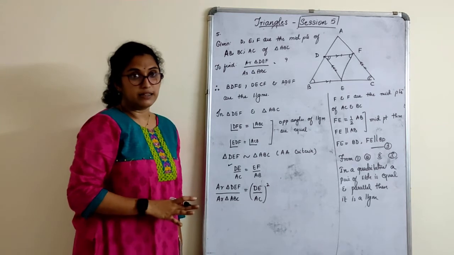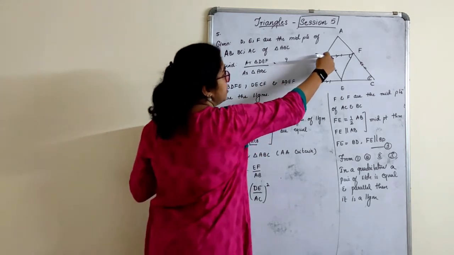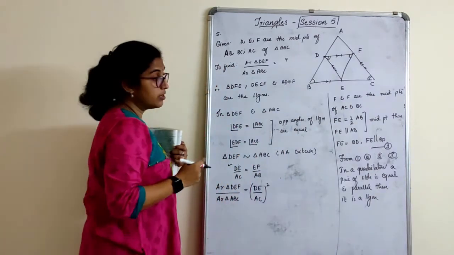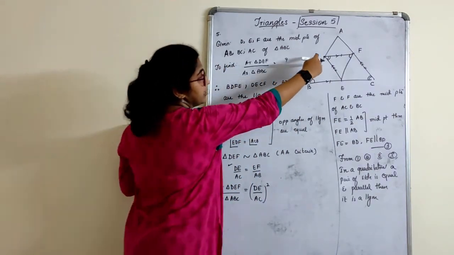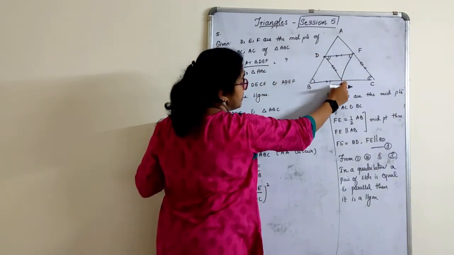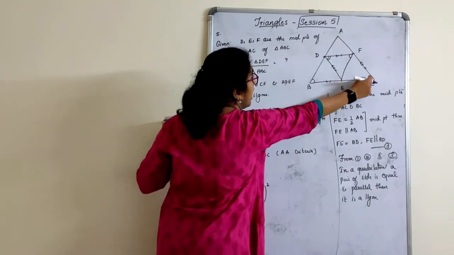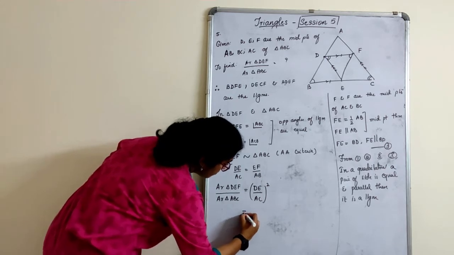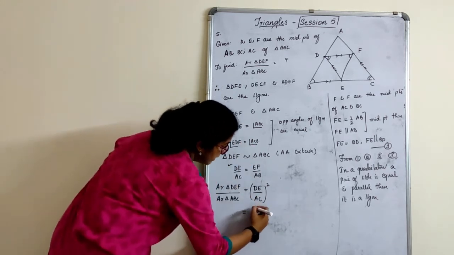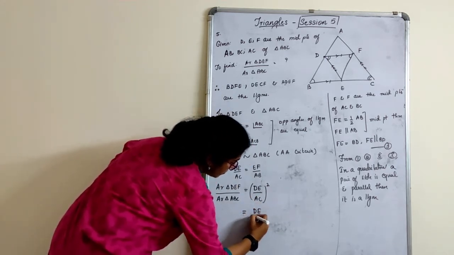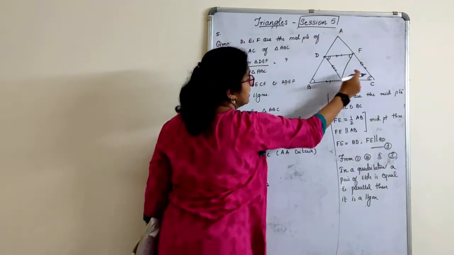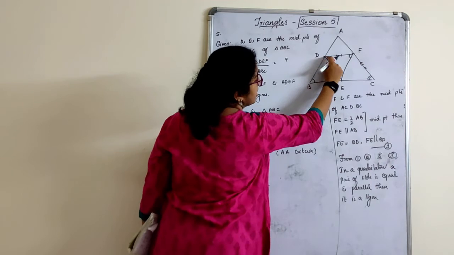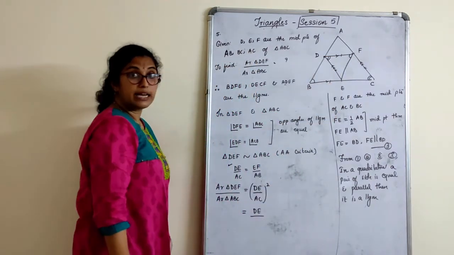Very clear till here now? Okay. Now, what is the relation between DE and AC? If you see there, since these two are midpoints, DE is half of AC. We know that, right? Use that here. So, keeping DE as it is, how can I write AC? Can I write AC as 2 times DE?